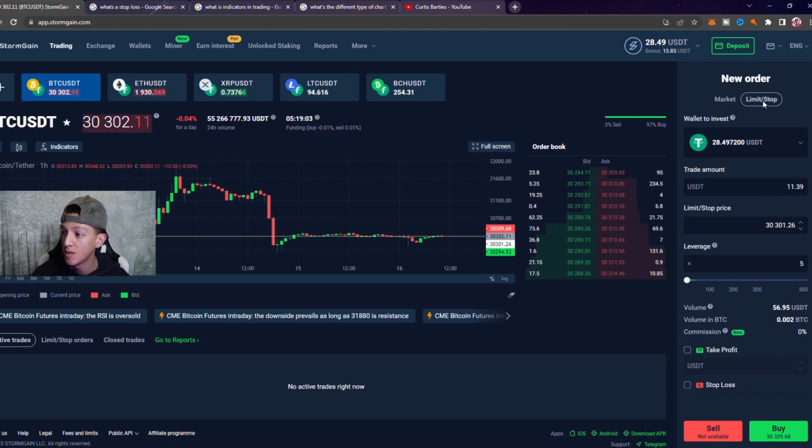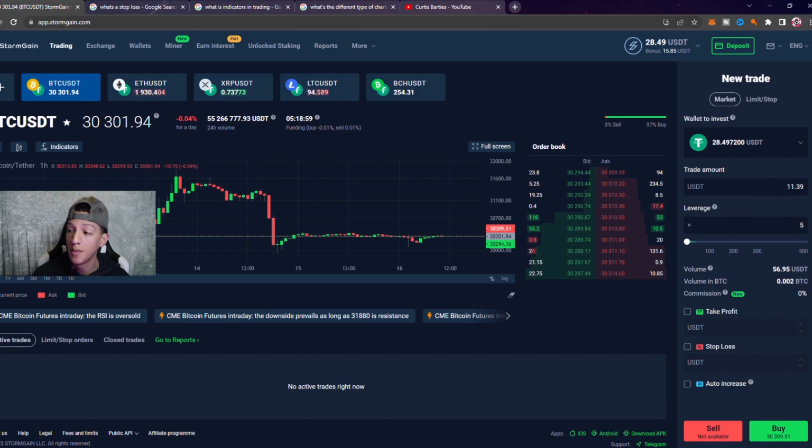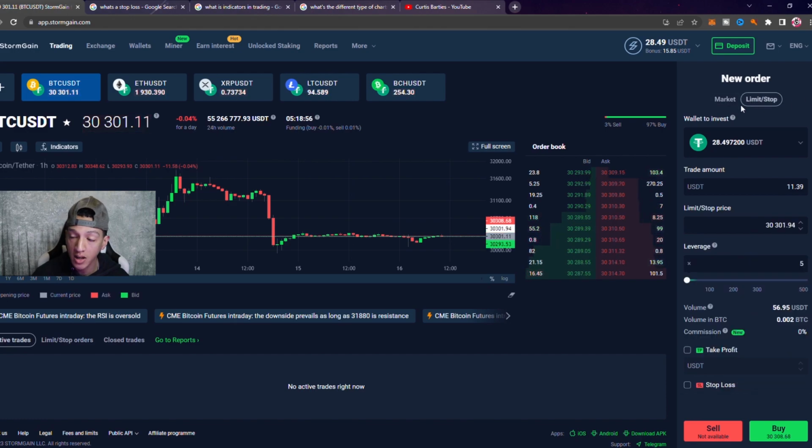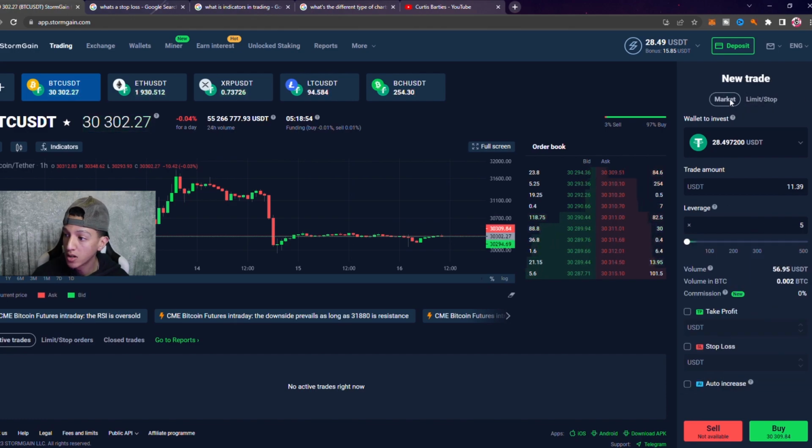So these are known as makers and takers. So with a limit stop, you are making the market, and a market trade is where you are taking the market, because you're basically just taking the current price of Bitcoin.